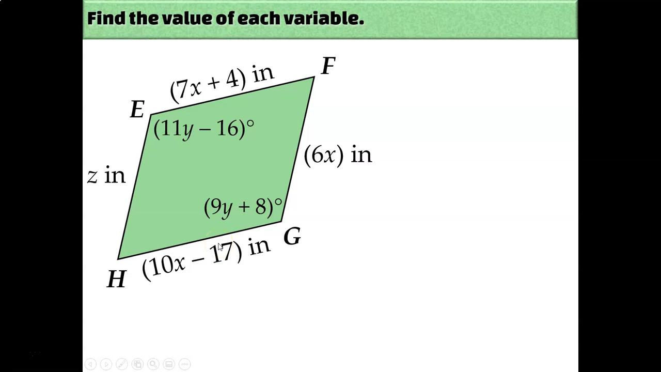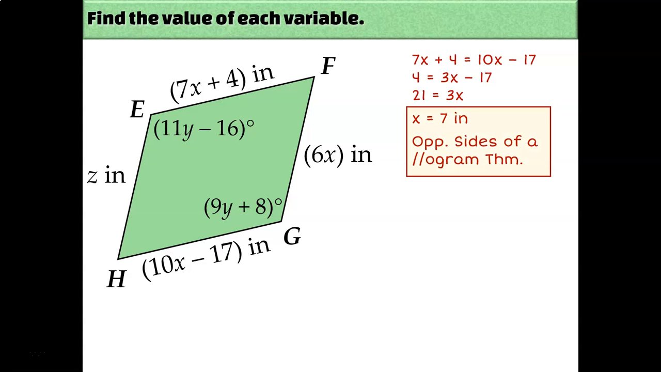So to solve for x, I'm going to ignore this 6x and instead just set these two expressions equal to each other and solve. So I find out that x equals 7 inches, because of the opposite sides of a parallelogram theorem. Well, now that we know x is 7, we could plug it in to figure out the lengths of each of these 3 side lengths. And actually we're going to have to do that in order to calculate z.